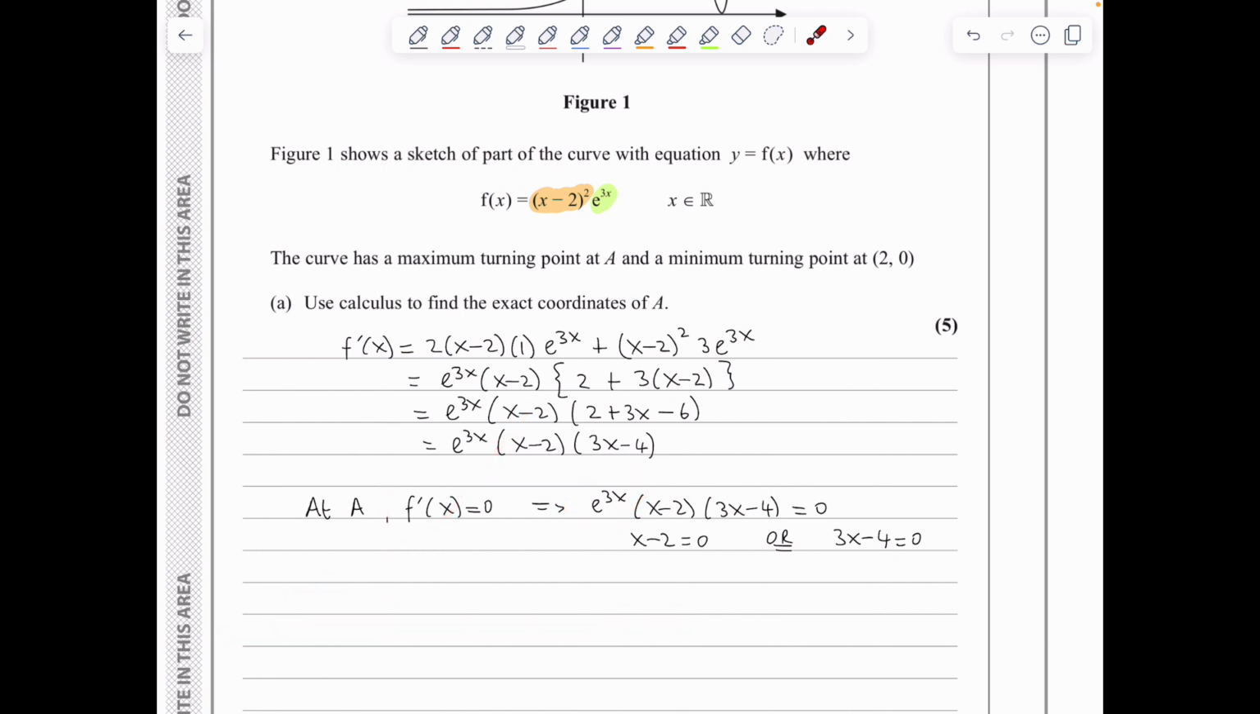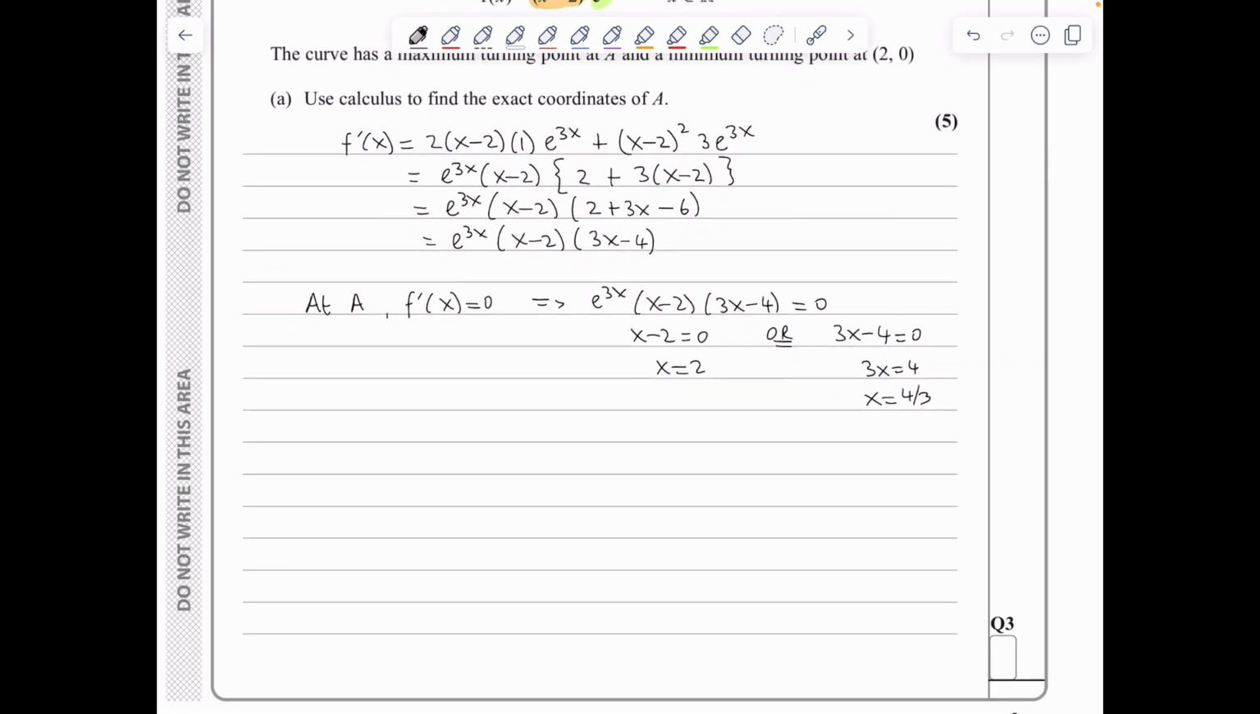So from x − 2 = 0, you get that x is 2, which is obviously the minimum point shown on the diagram. And for 3x − 4 = 0, we get 3x = 4, which means that x is 4/3. This is the x coordinate of the point we're looking for, point A. For the y coordinate, I will be substituting into the equation of f(x). So it's (4/3 − 2)² times e^(3 × 4/3). This gives an answer of (4/9)e⁴. And therefore, we conclude that the coordinates of A are (4/3, (4/9)e⁴).